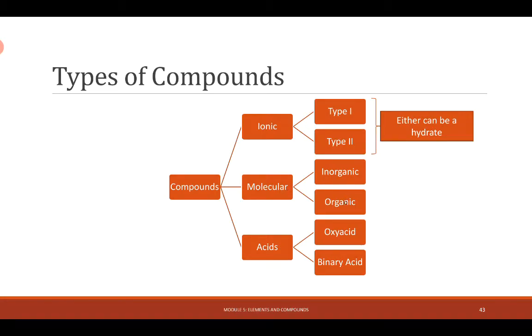Molecular compounds can either be organic or inorganic, and we'll be focusing on inorganic for now and saving organic for a later chapter when we'll be naming some simple organic molecules. Then we will be talking about acids, and acids can be either oxyacids or binary acids.